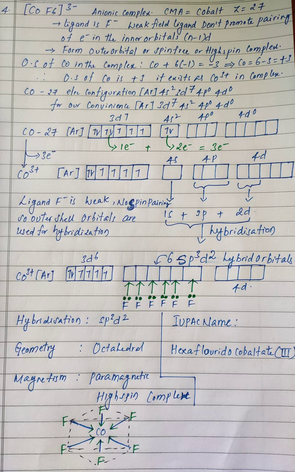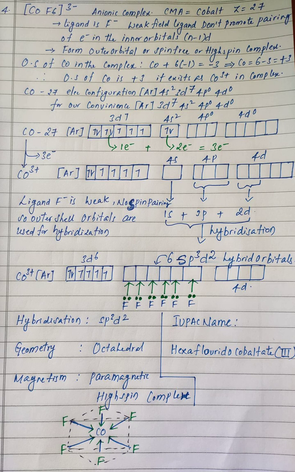So what are the parameters to describe the coordination complex? The hybridization we found is sp3d2, the geometry is octahedral, and because of unpaired electrons in the inner d orbital it is paramagnetic. It will form a high spin complex, or outer orbital complex, or spin free complex, as you can also say.